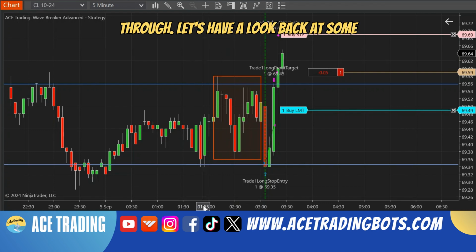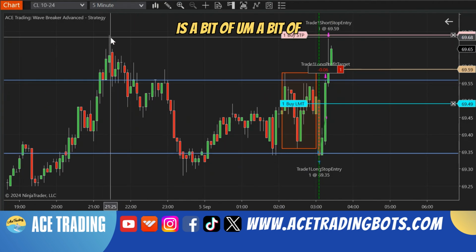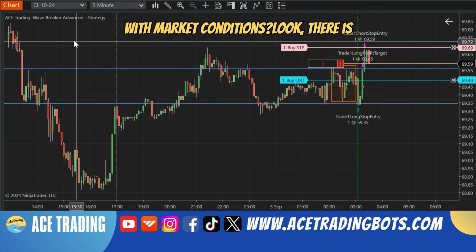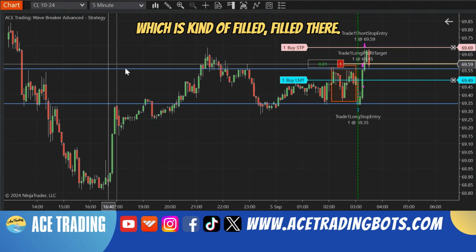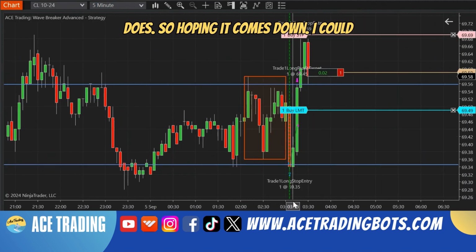Okay, so we're hoping for a bit of a reversal here. It kind of pushed through. Let's have a look back at some of the times. You can see there is a bit of resistance up the top here, which it kind of hit, and that's just what happens with market conditions. And look, there is actually a nice fair value gap there, which is kind of filled. It's bounced, testing it again. Now we're back in profit.